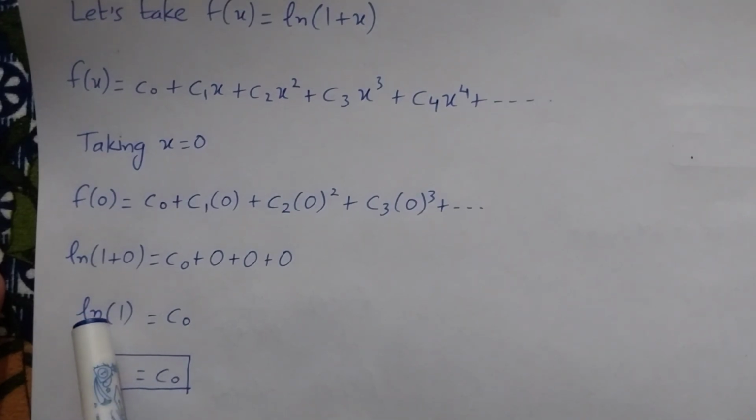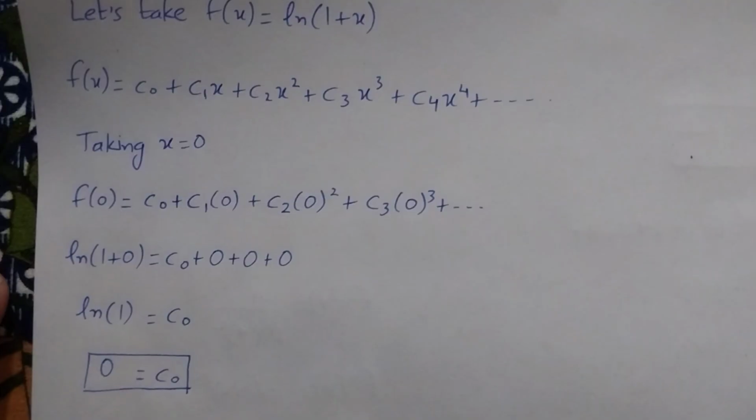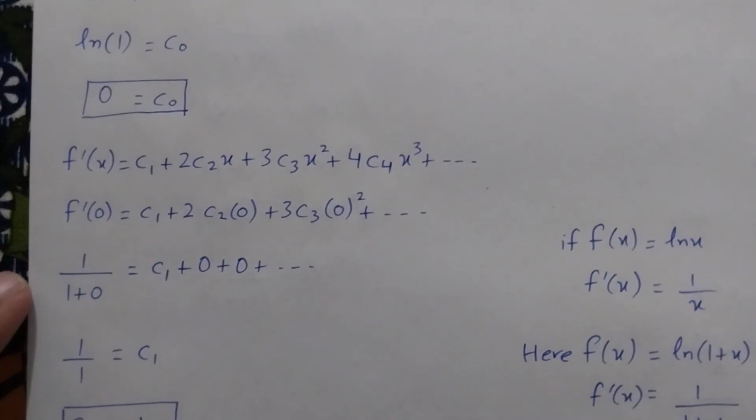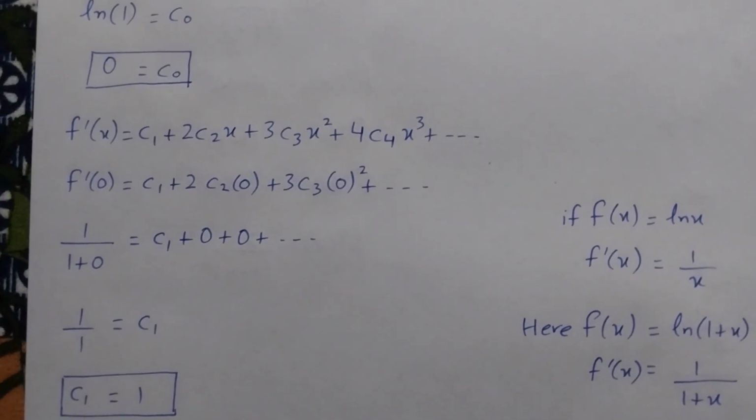Why? Because what we are finding is, what power should e be raised to get 1, because the base of this logarithm is e, since it's a natural logarithm. And e raised to power 0 is equal to 1, so c naught is equal to 0. So we have found our first constant, and now we need to find c1, c2, c3, and so on, to evaluate our power series.